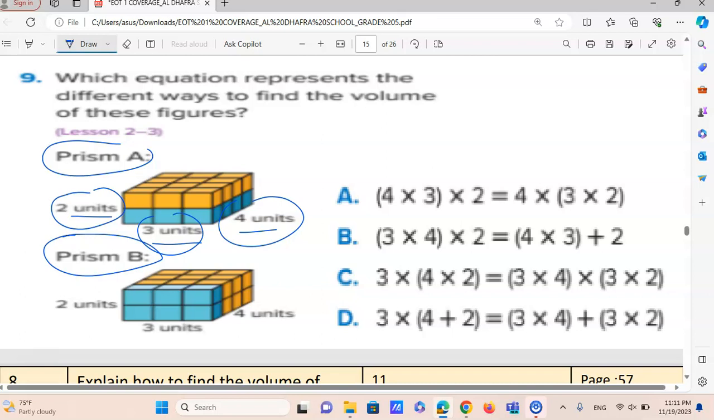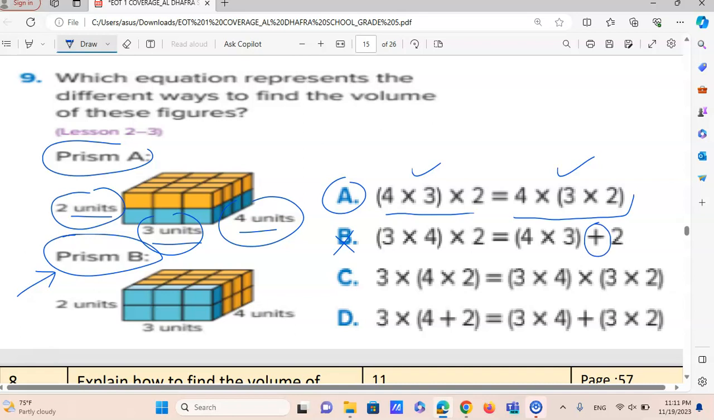See, 4 times 3 times 2, this is correct. And number B has the same volume and similar volume. So 4 times 3 times 2, so it is correct. So this is correct now and true. What is the mistake in B? Here we have plus. So it is false.